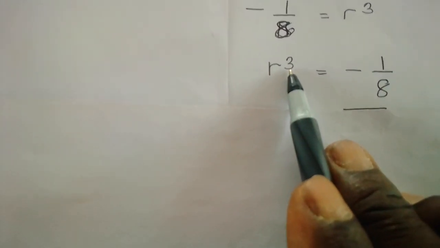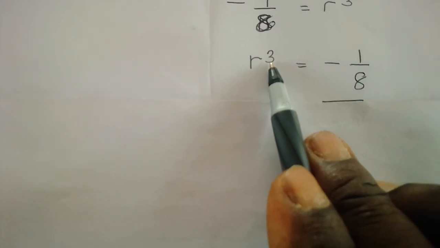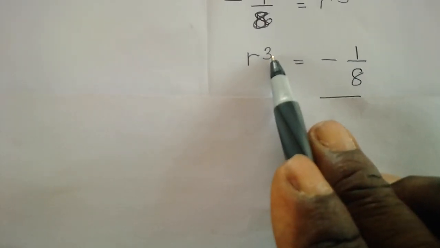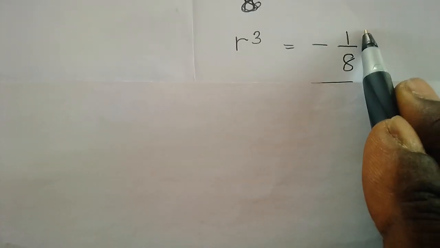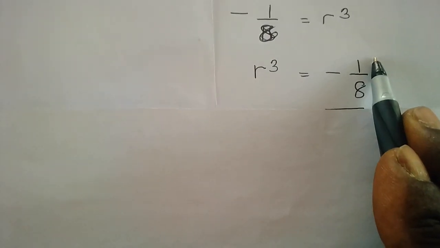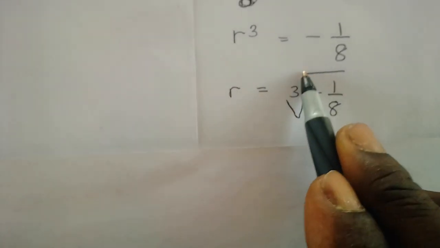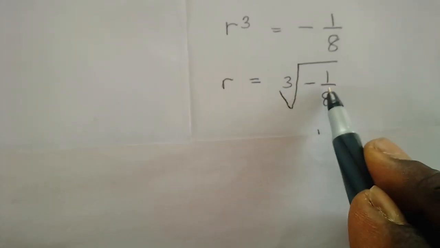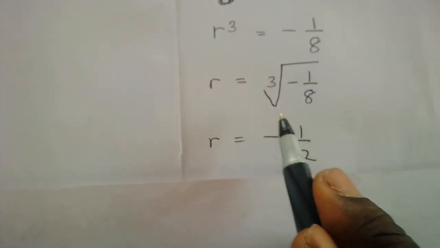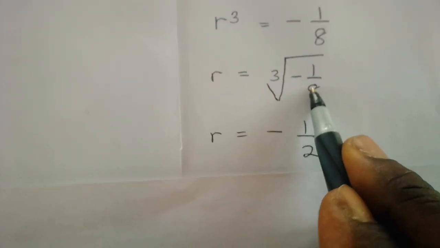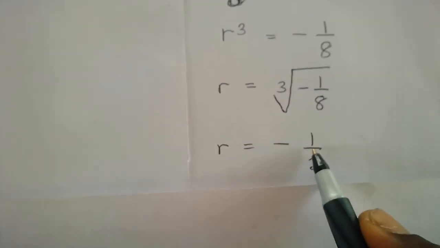We need to remove this cube. When we are removing this cube, when it comes here, it becomes what? Cube root. So that means we need to get r, so we need the cube root of minus 1 over 8. The cube root of minus 1 over 8 will give us minus 1 over 2.